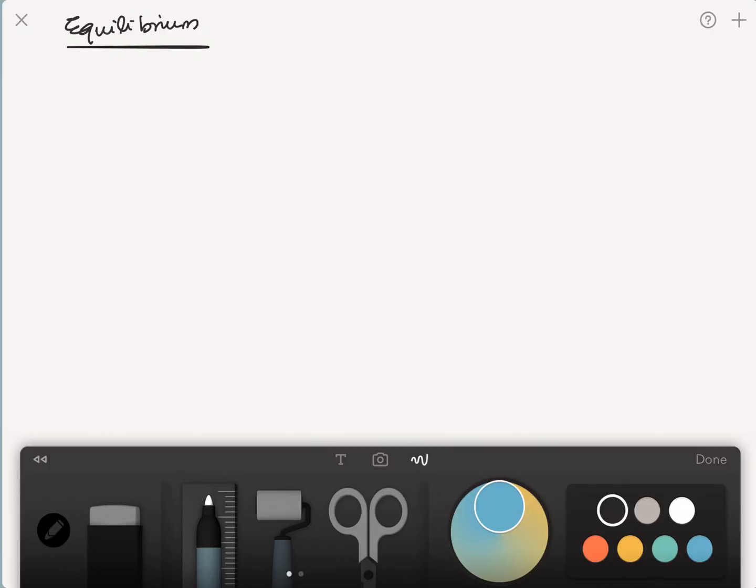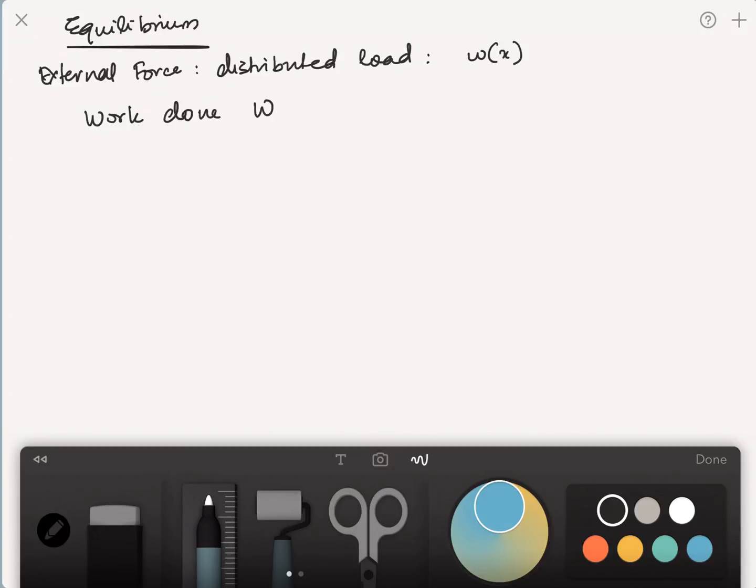So we'll take, for example, an external force, because the strain energy is basically because of the internal force or the resistance of the material. And now the external force that is acting on the system is a distributed load, or a uniformly distributed load in this case. And this distributed load can be written as W of X. So the work done by this external force, W, is given as the integral over the length of the element, W times V times dX, where V is basically the displacement in the transverse direction, because the load is also acting in the transverse direction.